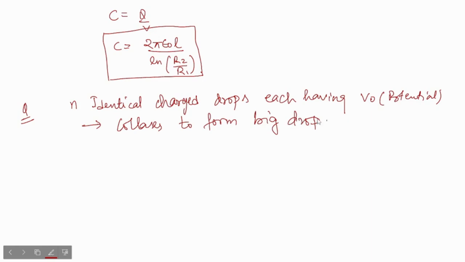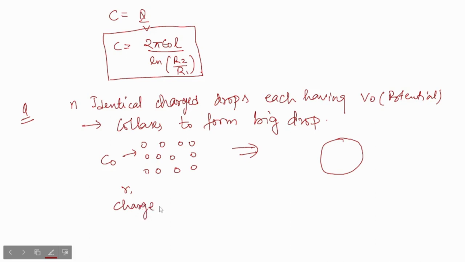And if the capacity of each small drop is C naught, meaning if you consider these small droplets, they have capacity C naught, then we need to find the potential of the big drop. Now we have n droplets. First you try pausing the video on your own and then match the answer. You have n droplets, each having radius small r. Charge is q naught. Now the capacitance is also given, that is C naught, and potential is given as V naught.